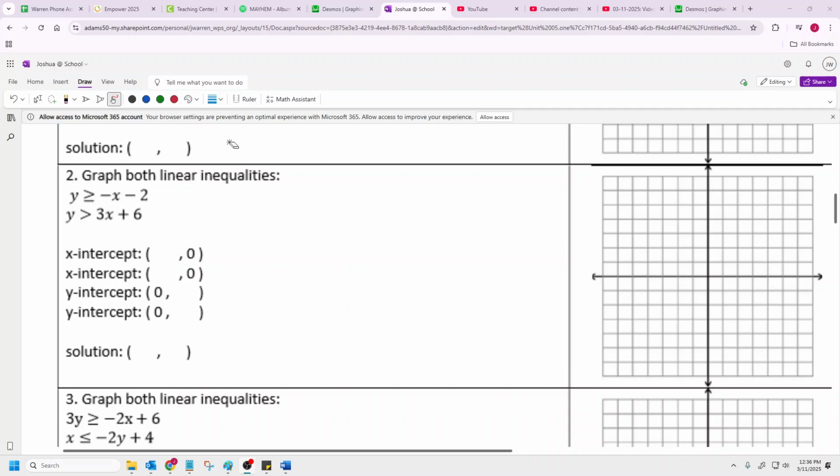Here we go. I'm going to go ahead and start by color coding my equations. The first one's going to be blue, which means the x-intercept right here is blue, the y-intercept is blue. The second equation is going to be green, and we're going to make sure we have that down making sense.